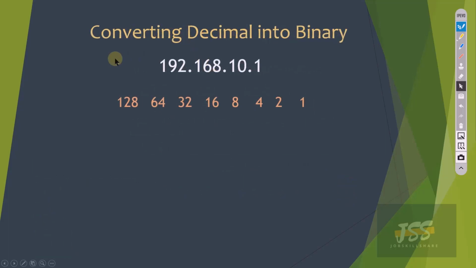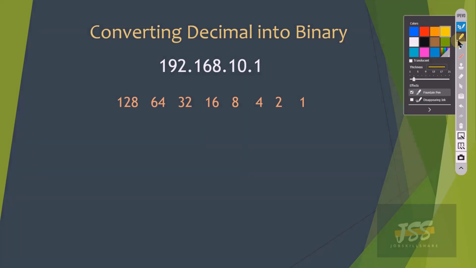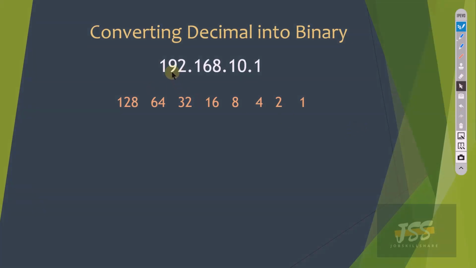Yes, so this is a good time to convert decimal into binary, and we know this is the decimal format. And I told you, to convert decimal into binary we need what? Base 2 numbering system, which is what? 1, 2, 4, 8, 16, 32, 64 and 128. So keeping these things in mind, let's convert one by one. We will convert this 192 into binary, then 168, then 10, and then 1.